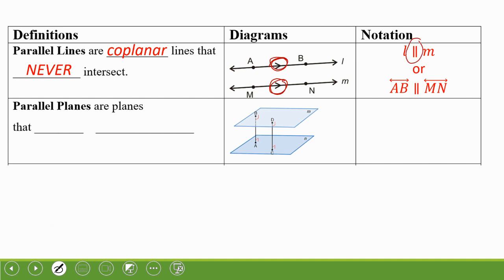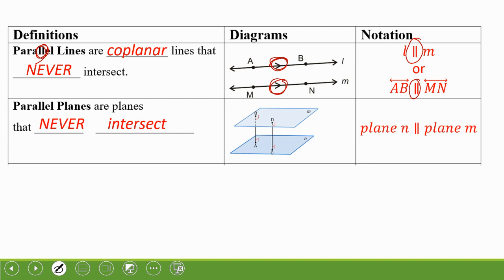And then this symbol here is our notation, our symbol for parallel. I think it looks like two L's, just like the word parallel. Okay. So those are parallel lines. They are coplanar and they do not intersect. Parallel planes are planes that do not intersect.